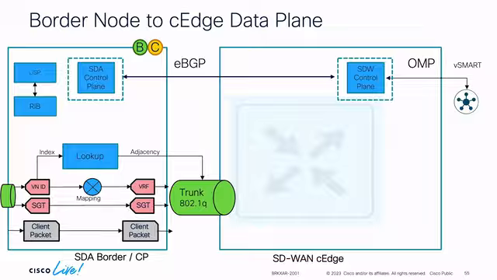The border node will then copy this frame without the VXLAN header to the trunk. And if you did the manual configuration step on CTS, it will also copy the SGT.